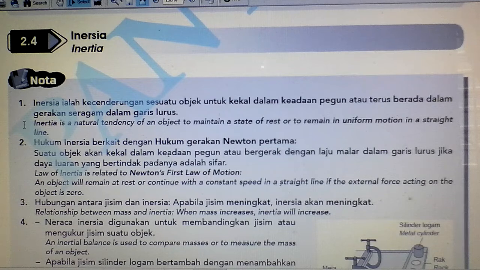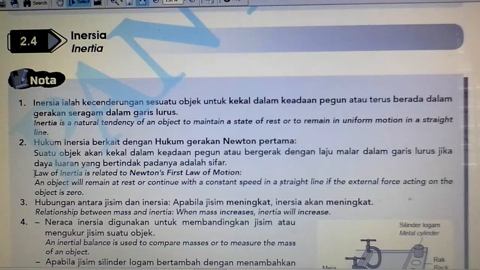Number one, just a refresh for you all. What is the definition of inertia? Inertia is the natural tendency of an object to maintain a state of rest or to remain in uniform motion in a straight line. So it is not a physical quantity. It's a natural property of an object.